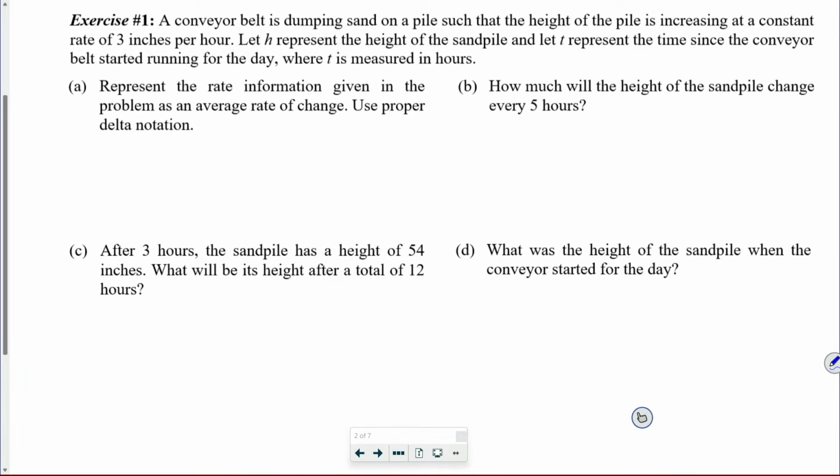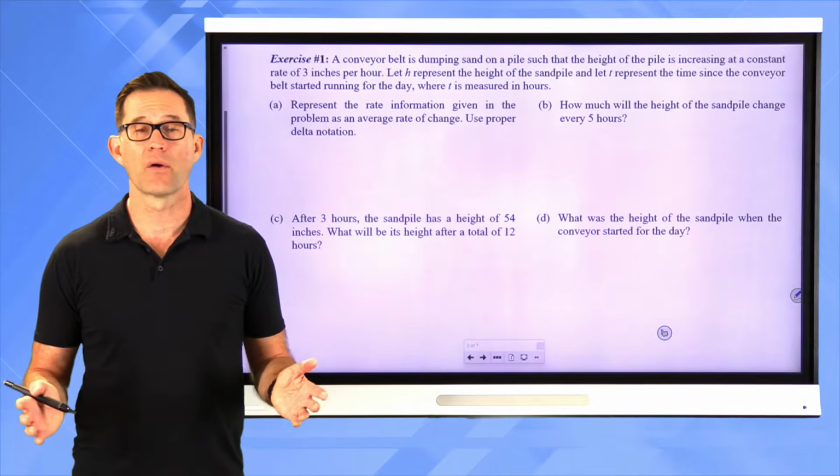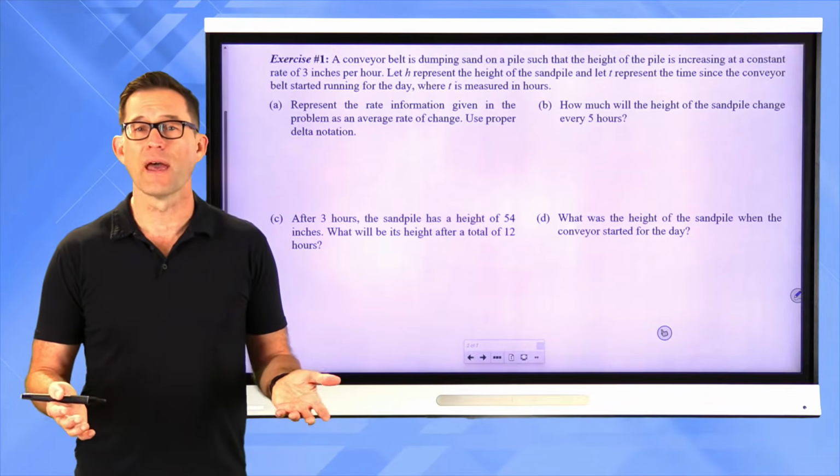A conveyor belt is dumping sand on a pile such that the height of the pile is increasing at a constant rate of 3 inches per hour. Let h represent the height of the sand pile, and let t represent the time since the conveyor belt started running for the day, where t is measured in hours. Letter A. Represent the rate information given in the problem as an average rate of change. Use proper delta notation. All right, so this is cool, but let's do it together, all right?